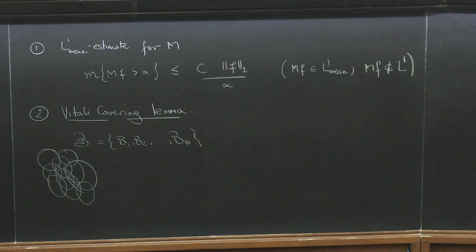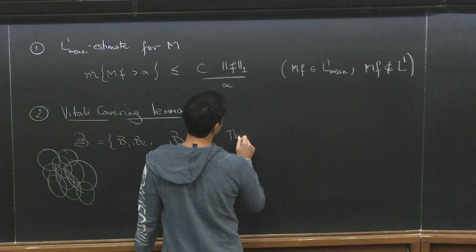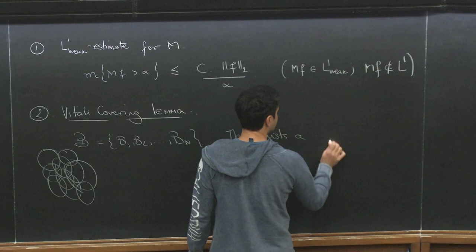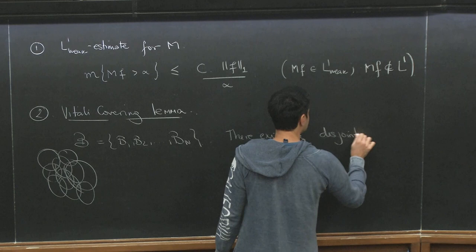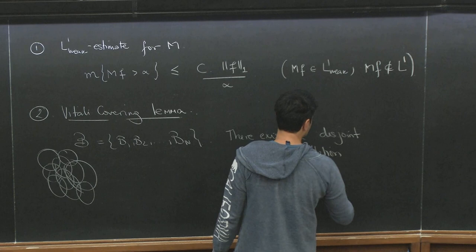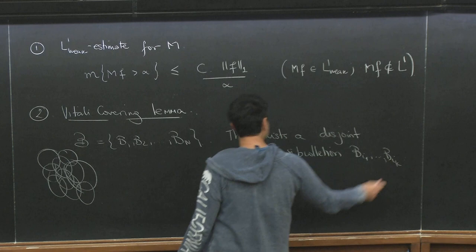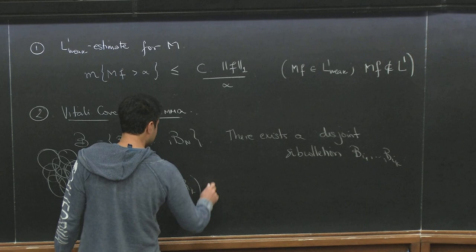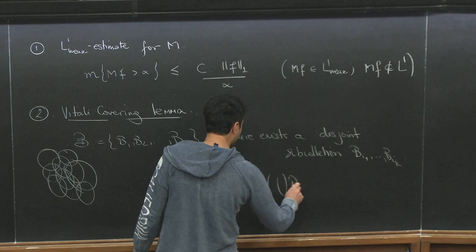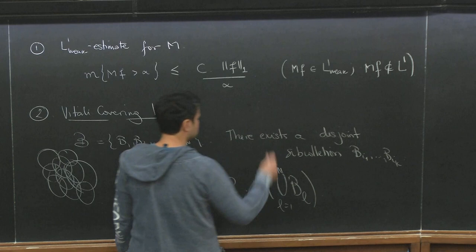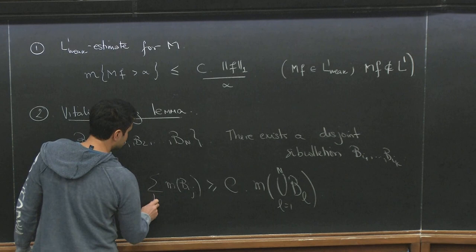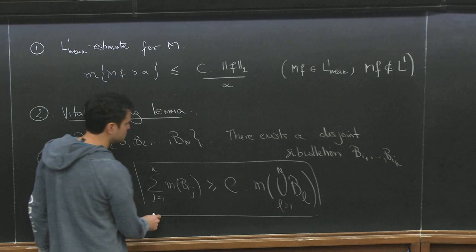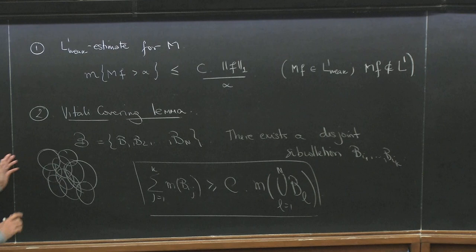So, given any collection of balls, there exists a disjoint subcollection, let's call it B_i1, ..., B_iK, such that the sum of the measures of these B_ij is at least a universal constant times the measure of the union of all the balls in the original set. So you have a disjoint subcollection of balls that covers a universal portion of the whole volume. And this holds for any collection of balls that you give me in the Euclidean space.